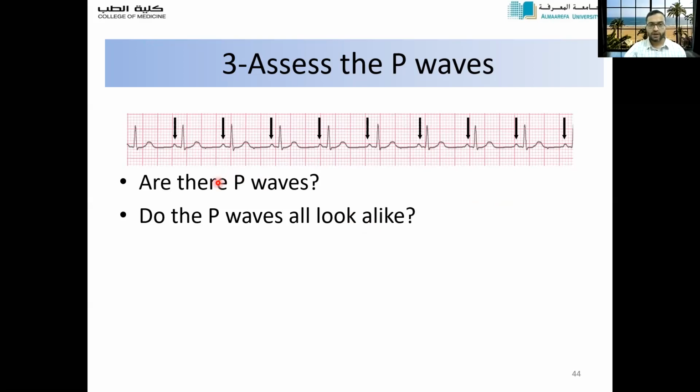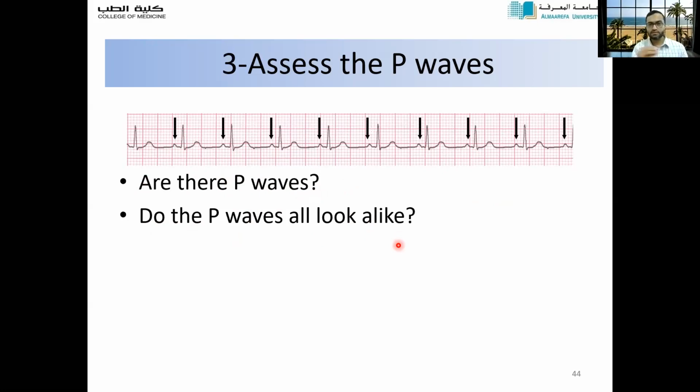And I told you that whenever the P waves are present, this is suggestive that the beats are originating in the SA node. When the P wave is present and it is of normal shape, upright and round, it suggests that the beats are originating in the SA node. That's why you are asking whether the P waves are there or not. Do all the P waves look alike? This gives you an idea that all the beats are originating in the SA node.